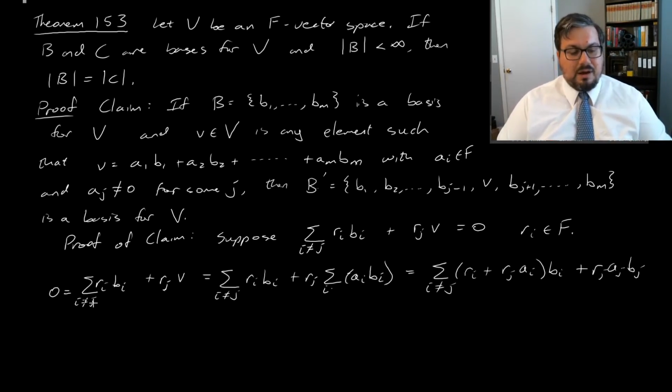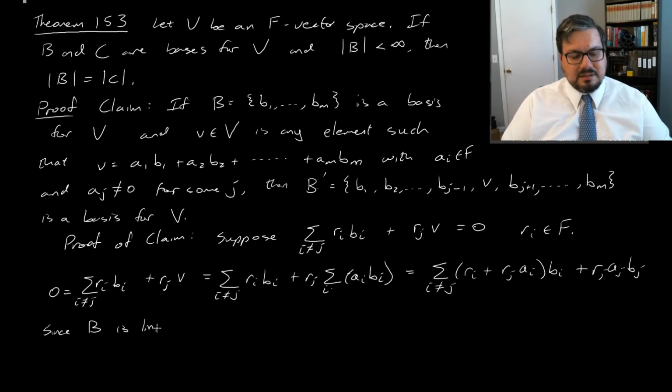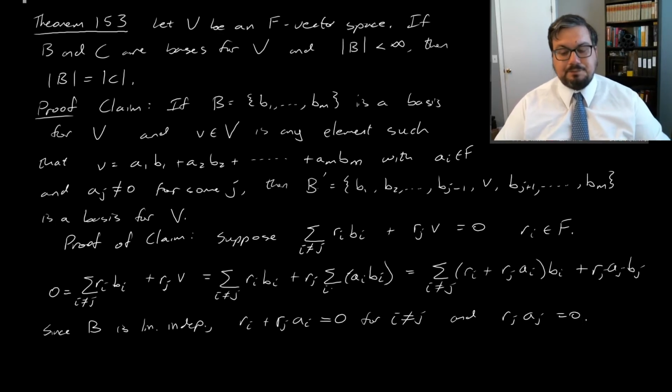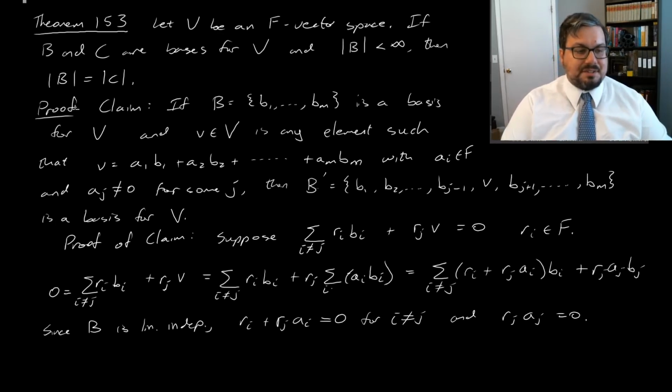So we turned our linear combination of the elements of B prime which equals 0, into a linear combination of elements of B, which equals 0. So now we've got a bunch of things times B's, all adding up to equal 0. Since B is linearly independent, we have that Ri plus Rj Ai is equal to 0 for i not equal to j, and we have that Rj times Aj equals 0. But remember what our hypothesis was. Our hypothesis is that Aj is not equal to 0.